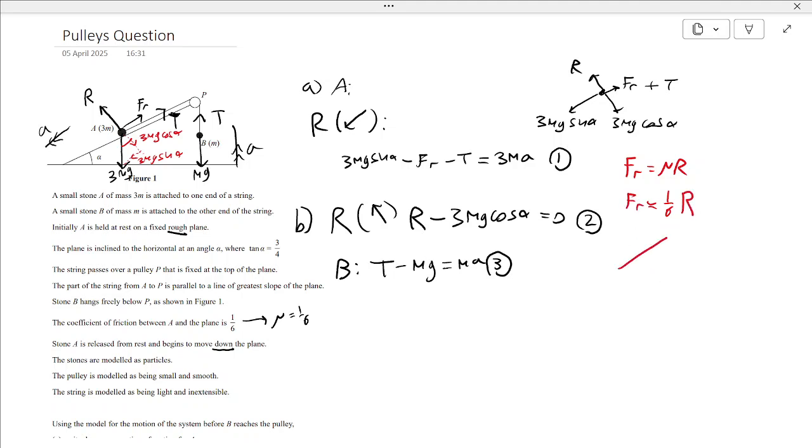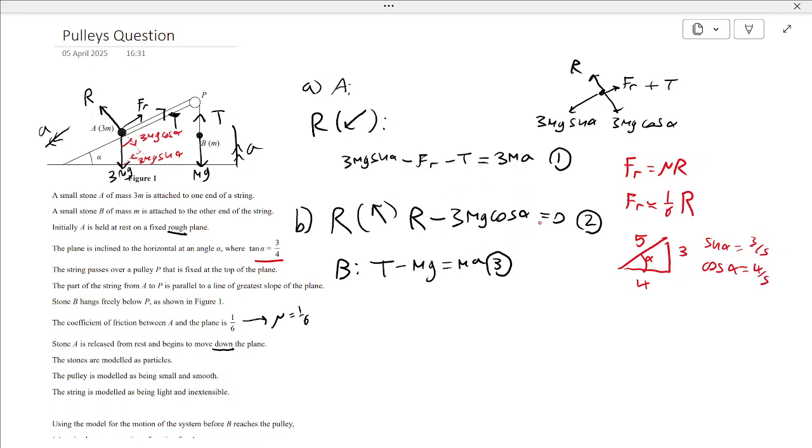I also have this triangle with alpha in it, so tan alpha is 3/4. That's just a little bit helpful. Opposite over adjacent, I can find the hypotenuse by Pythagoras' theorem. I'm just writing my values of sine alpha and cos alpha. I don't need to do inverse tan at any stage.